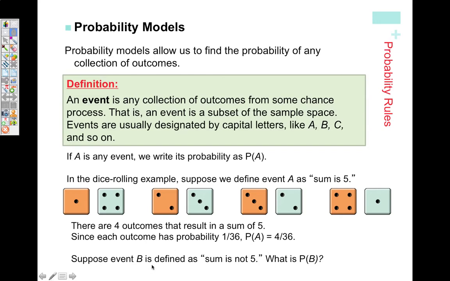If we defined event B as being a sum that's not 5, think about what the probability of B would be. Go back to look at your sample space for the rolling of 2 dice and see if you can figure this out. Well, if you're smart, you didn't count all of the different ways we don't get a 5. We can take 1, the probability of something happening, minus the probability of getting a sum equal to 5. So 32 out of 36 is our probability of not getting a 5.